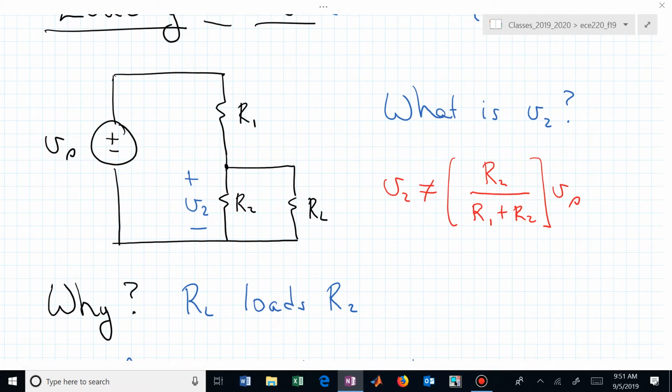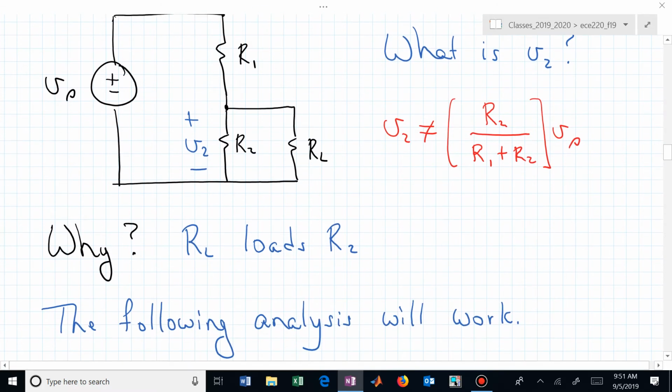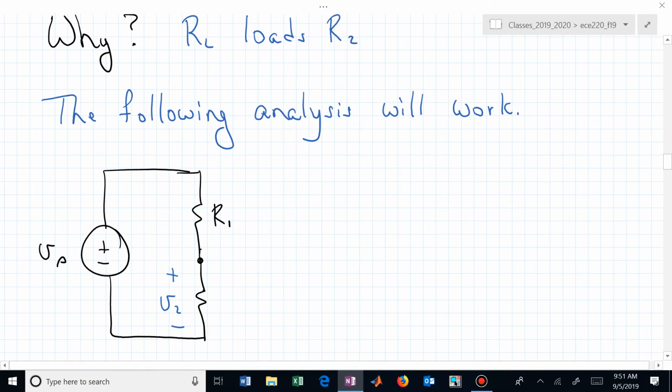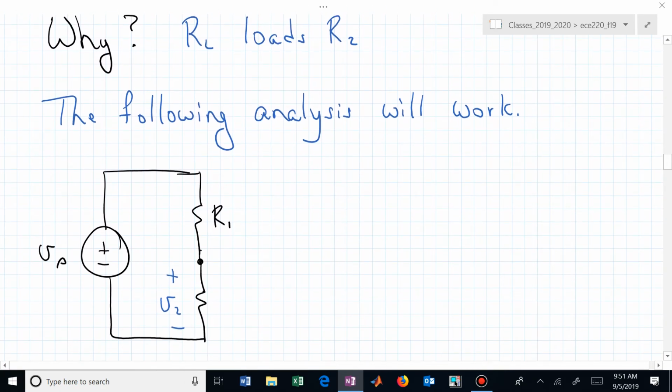If that's the case, how do we find V sub 2? And I'm suggesting the following analysis will work, and I'm sort of going back to an earlier question. I've now redrawn this circuit as something that we're comfortable with, that we're used to seeing, but I didn't label the bottom resistor. Is that R sub 2?